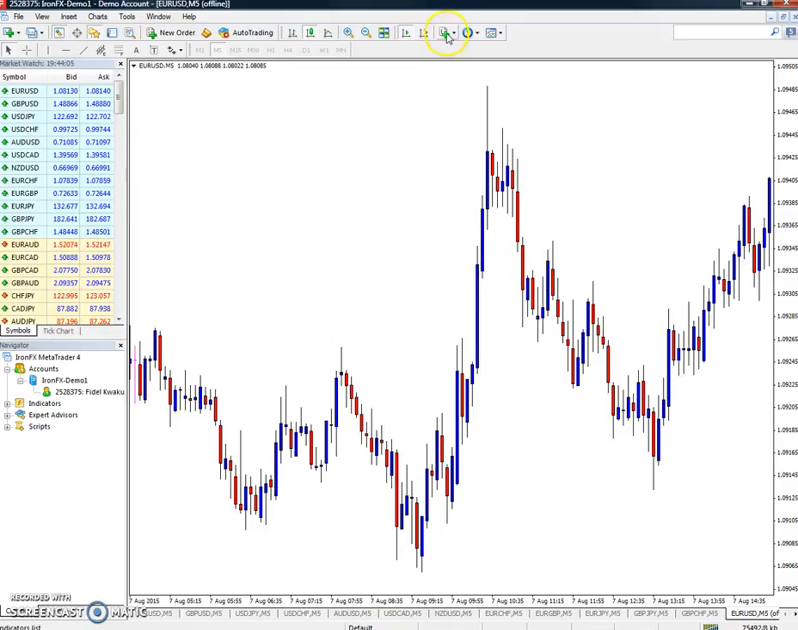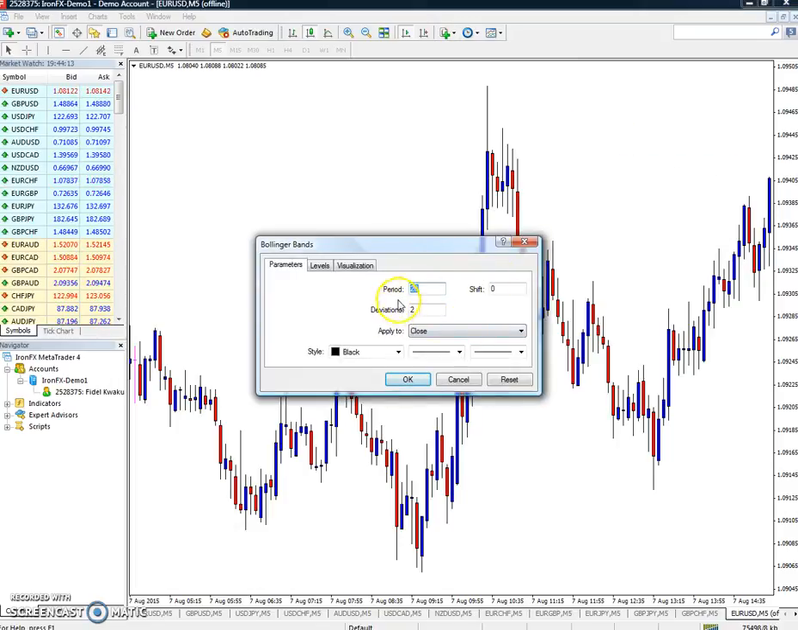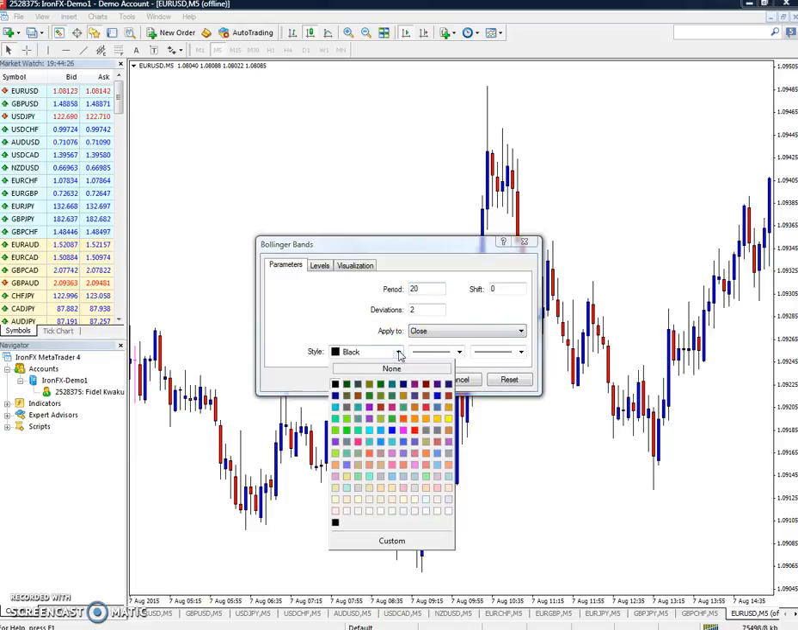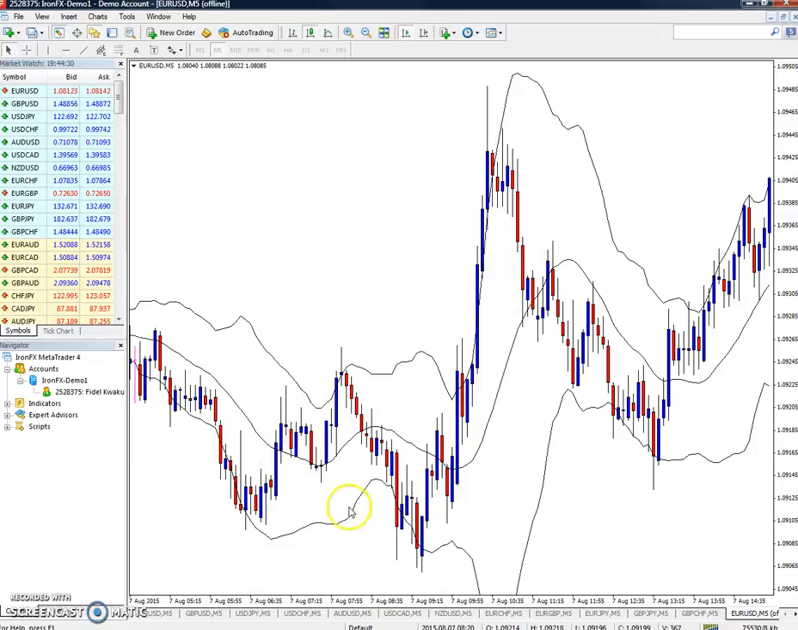Now what you do is you go to indicators, as you can see right here, and you go to trend and you choose Bollinger Band. The period, we usually use 20. We leave the shift the same at 0, and the deviations we leave at 2, and apply to close. You can choose any color you want, but I usually prefer black, and then you click on OK. So it draws it on the chart for you.